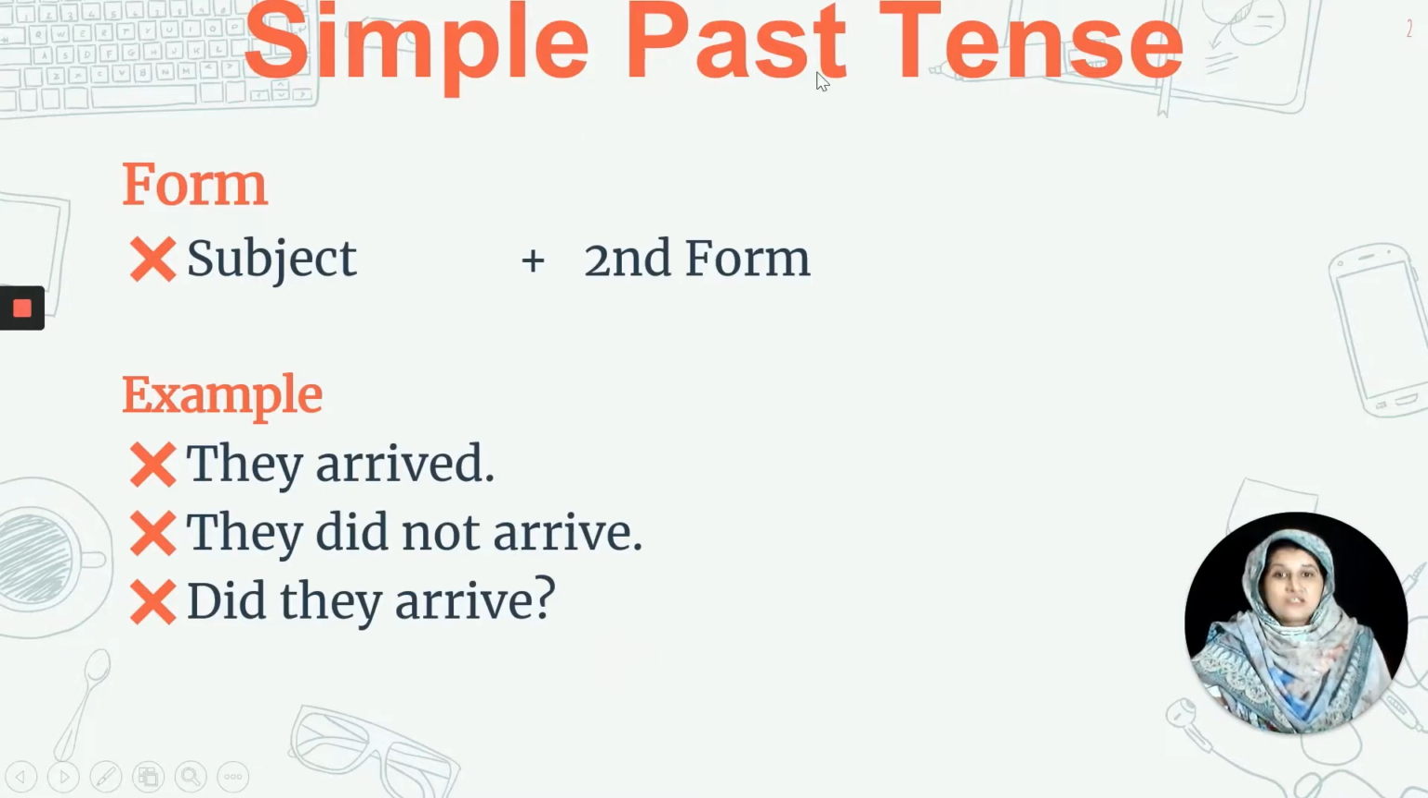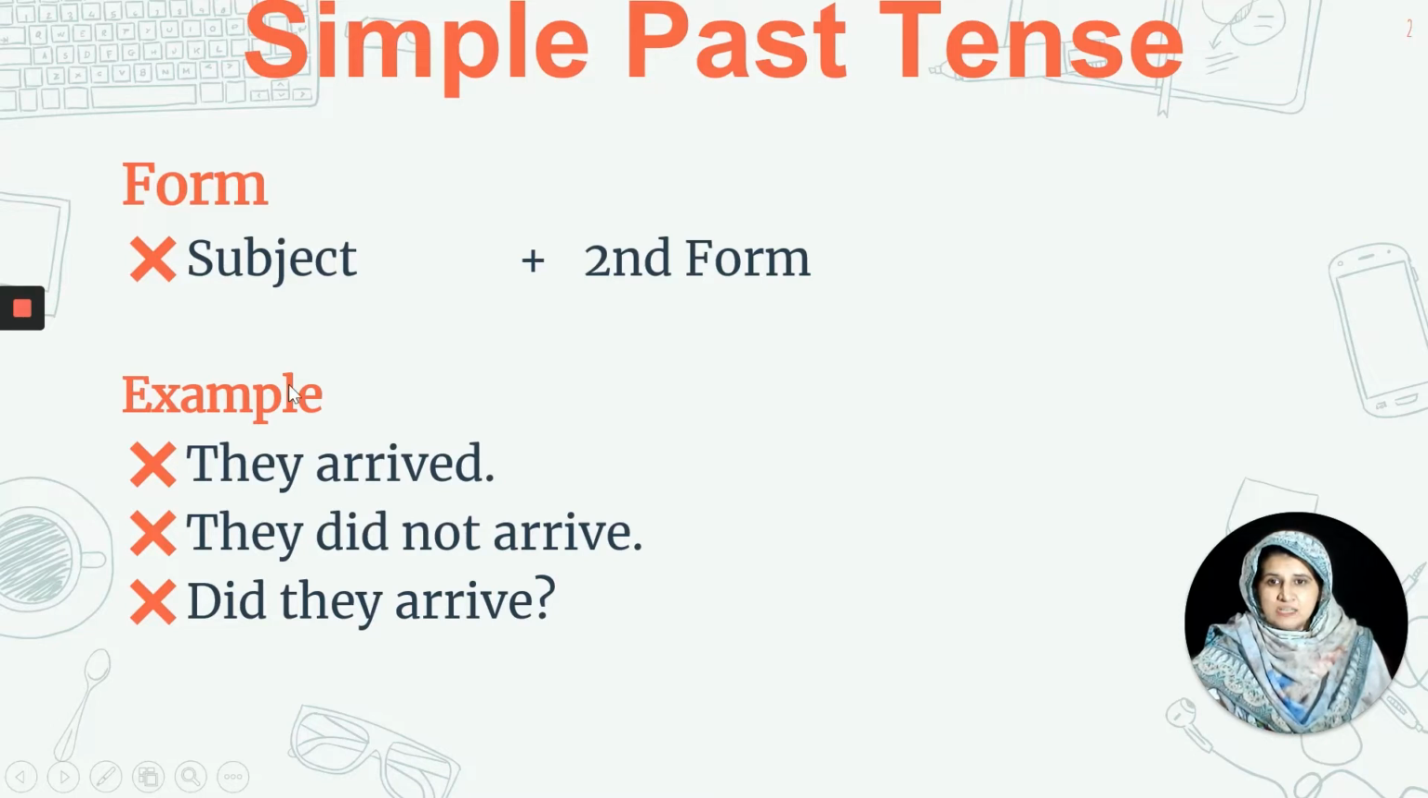First of all, the structure of simple past tense. We use it in this way: first of all, we add the subject, right? Then the second form of the verb. Very simple: subject plus second form of the verb. We don't need any helping verb in simple sentences. However, in negative and interrogative sentences, we need the helping verb did.